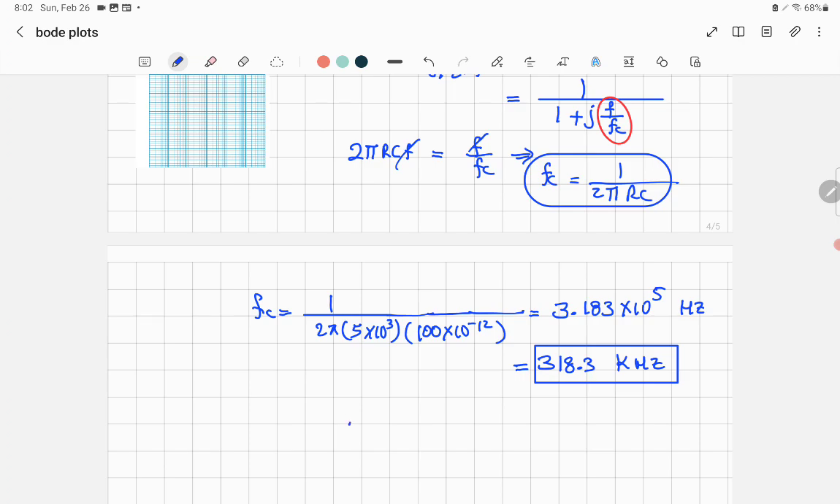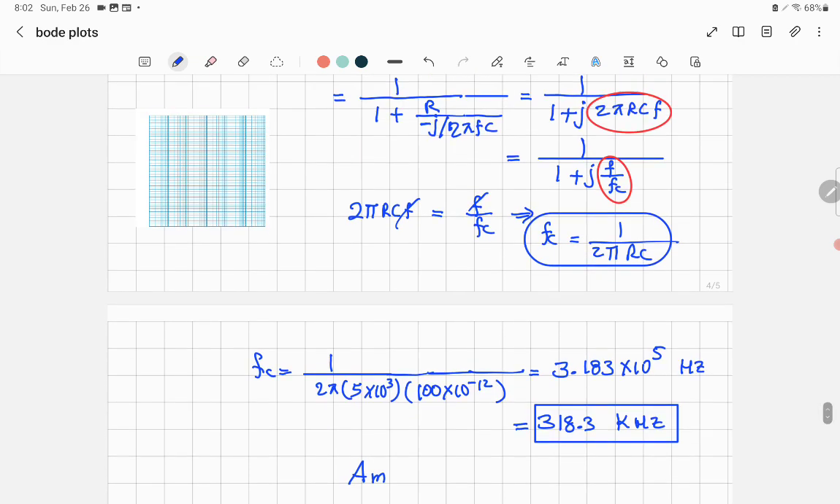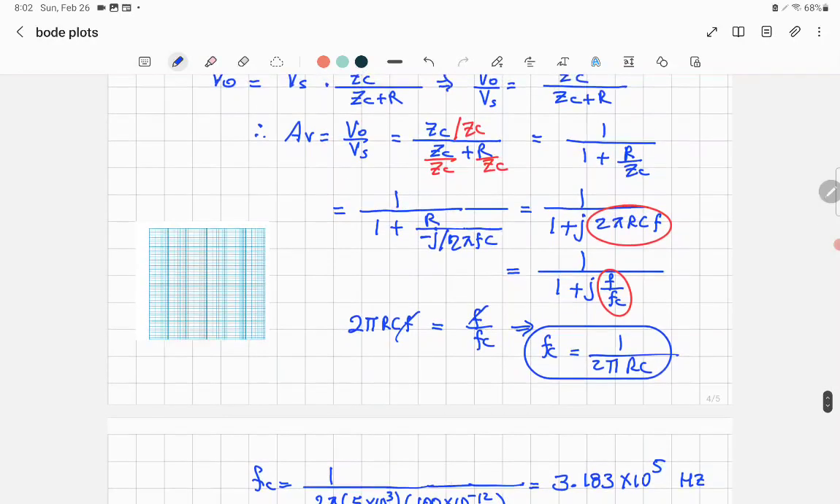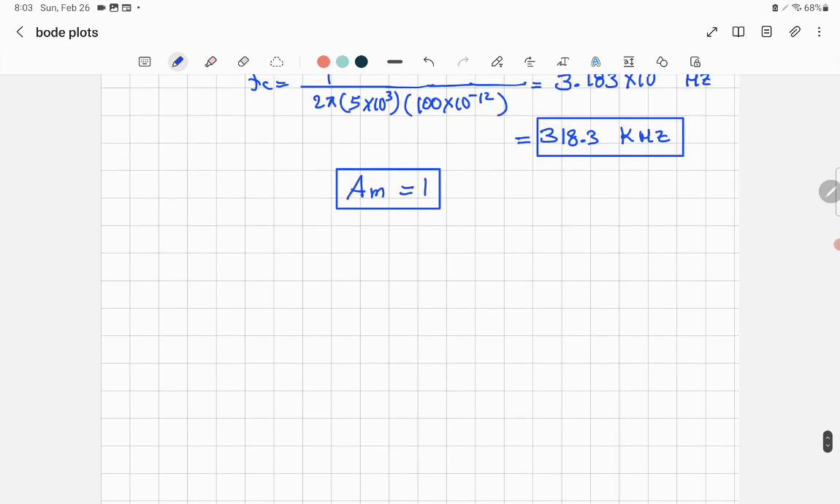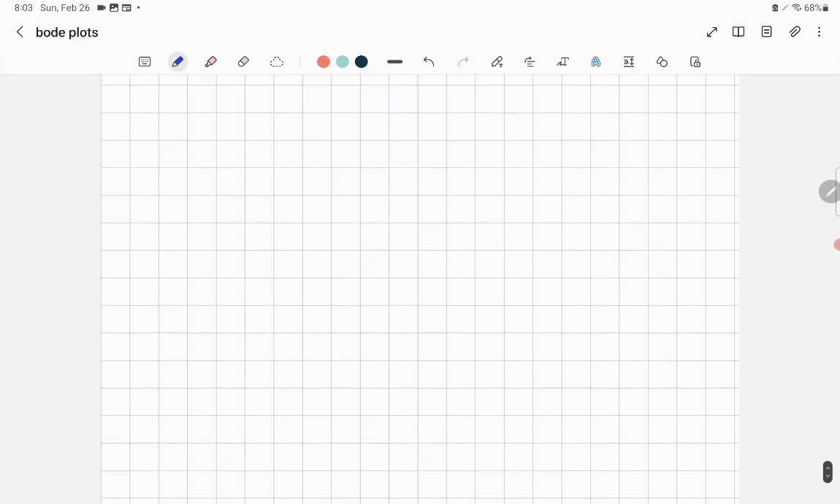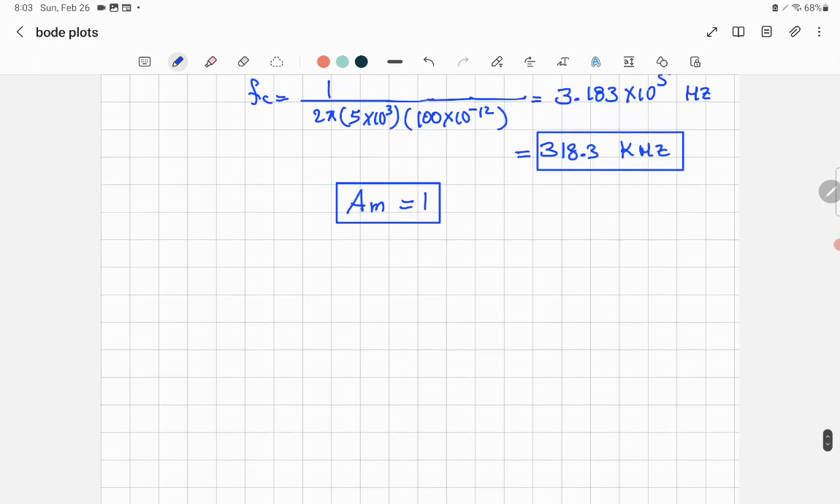What about AM? AM, obviously, it should be here. So AM is equal to 1. You compare, so AM is equal to 1. So what do you expect the Bode plot to be? I expect the following if I get the same. I think I have one here. Let me just sketch for you here quickly.